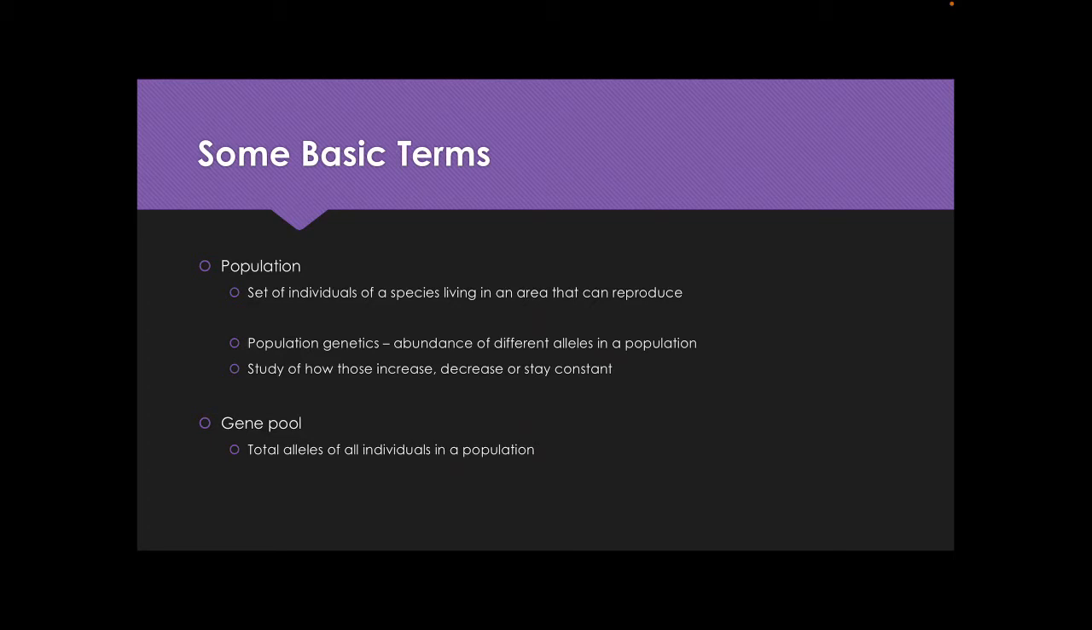Then we have the science of population genetics, and that is a study of how these different alleles increase or decrease or stay constant in a population, and what's going on in the environment that might drive those changes. A gene pool is nothing more than the total alleles of all individuals in a given population. So if you were talking about the population of people in the United States, the gene pool for all humans is all of our genes.